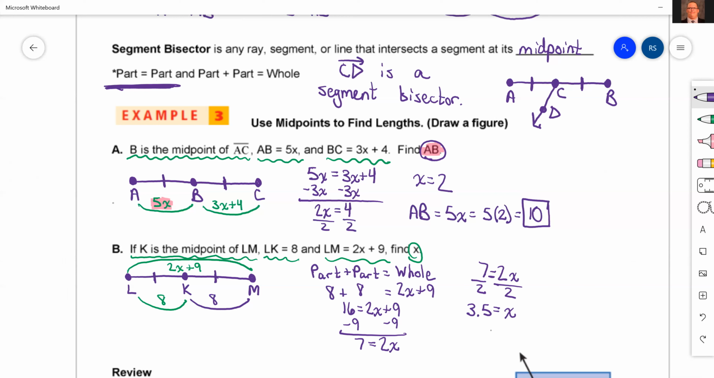Now, do we leave it like that? No, let's flip it. x equals 3.5. What does it ask us to find? x. We did it, so we're done.